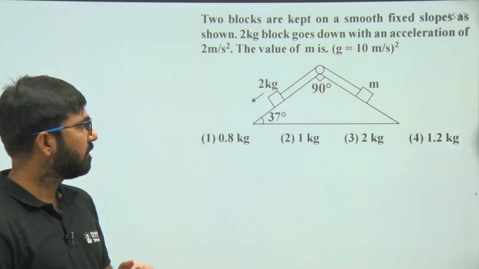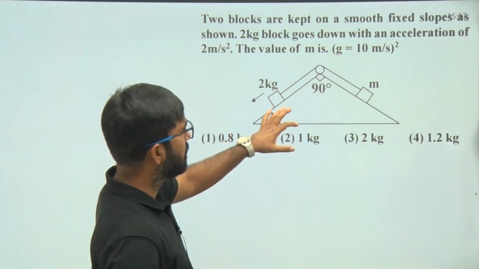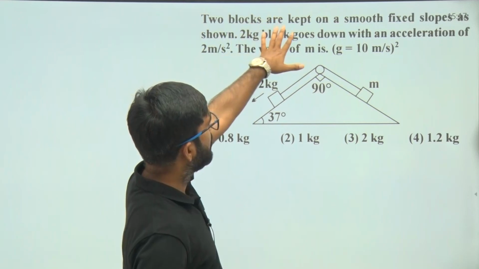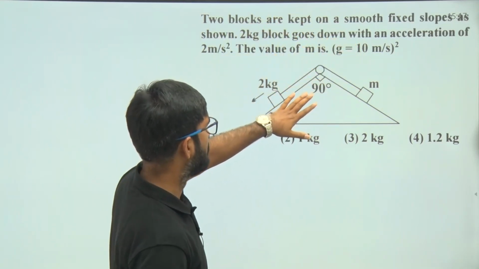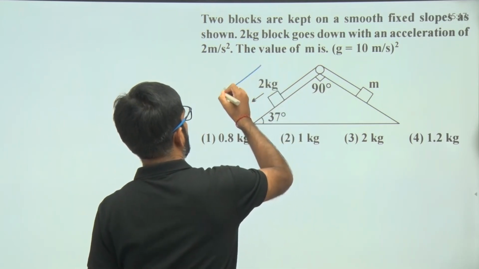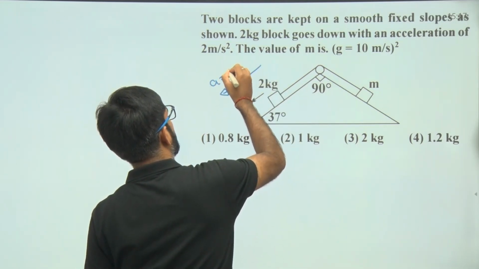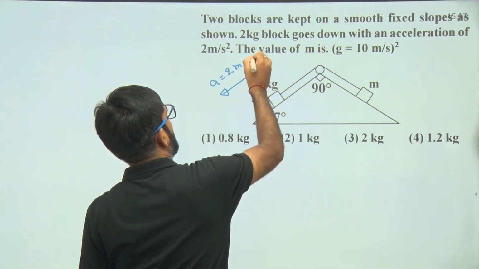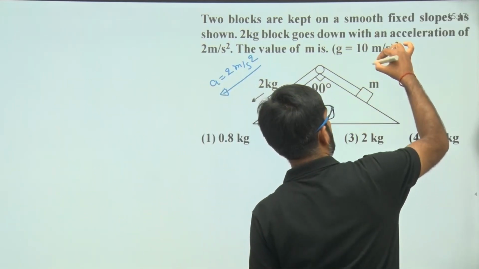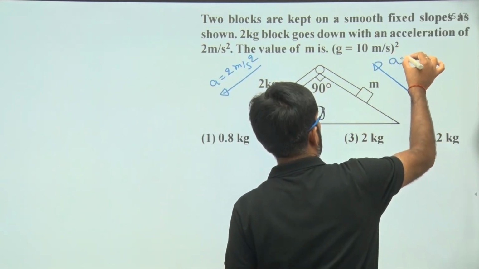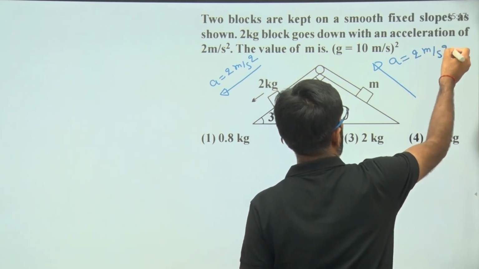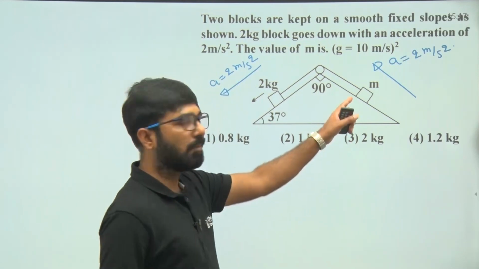My dear students, in this question all the surfaces are smooth. Two blocks are kept on a smooth fixed slope. Block of mass 2 kg is moving down the plane with constant acceleration 2 m/s². If block of mass 2 kg is moving down the plane, then block of mass m will be moving up the plane with the same magnitude of acceleration, that is 2 m/s². We have to find out the value of mass m.